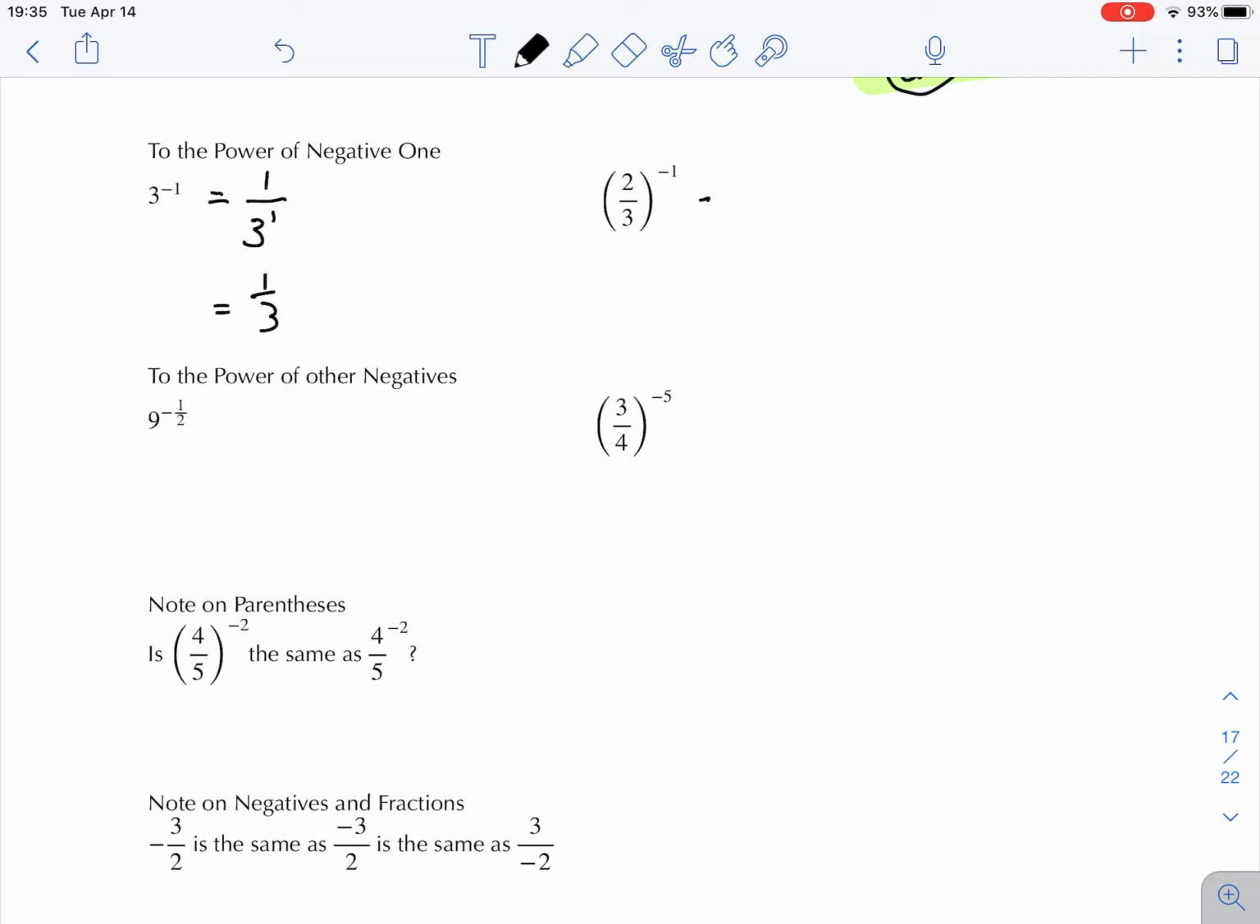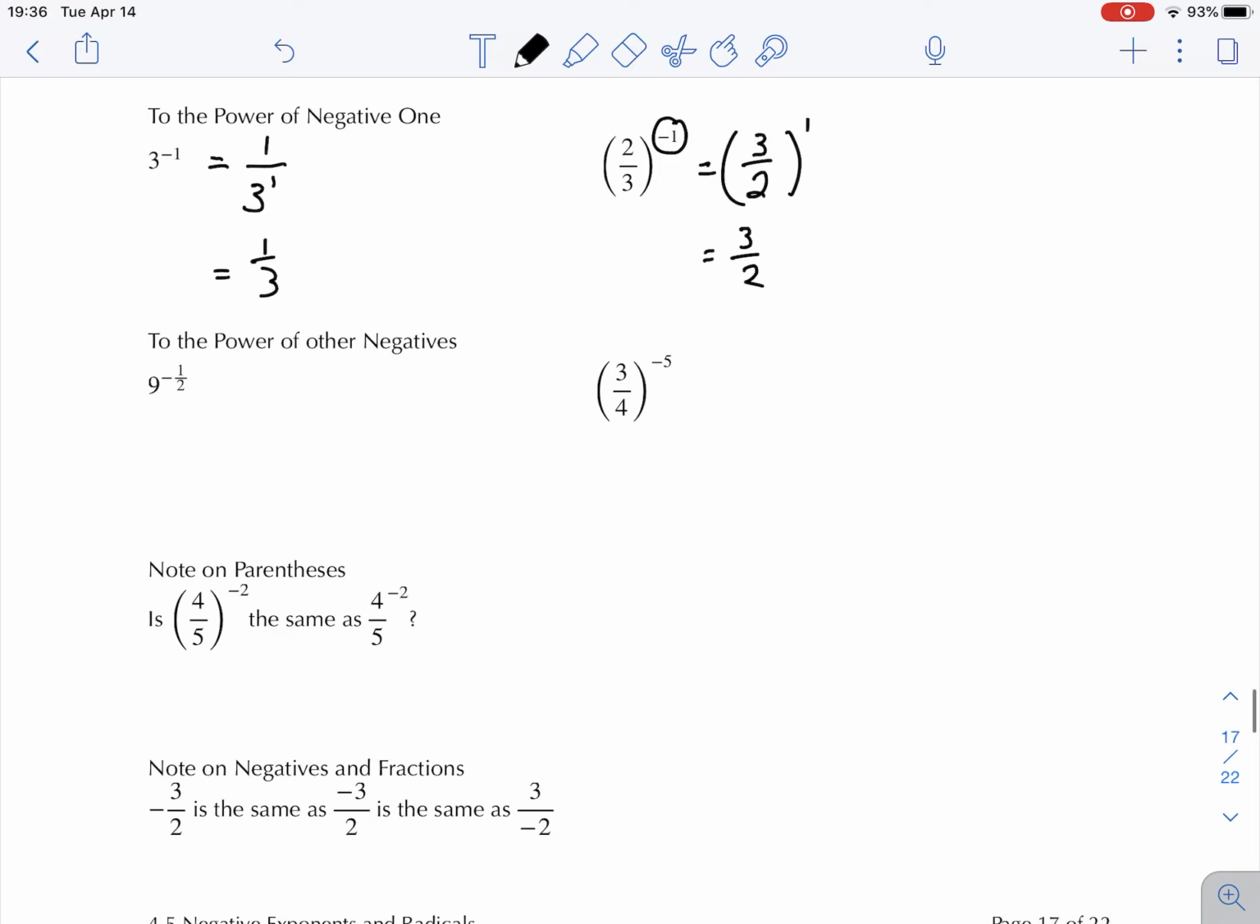Okay, the negative tells you to take the reciprocal of it. We have 2/3 to the power of negative 1. Well, this will be equal to the reciprocal to the power of 1, which will be equal to 3/2. If it's the power of negative 1, you take the reciprocal. All right, now I'm going to show you why that's kind of important here.